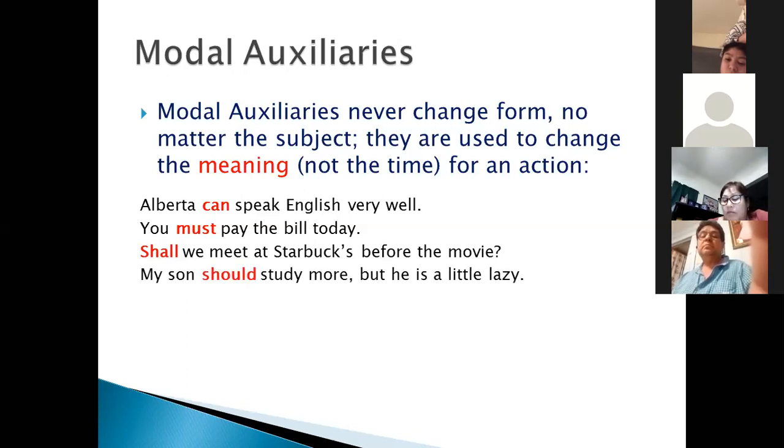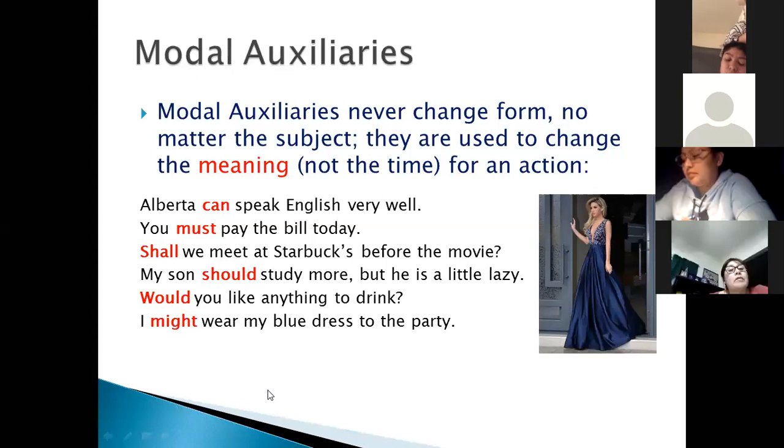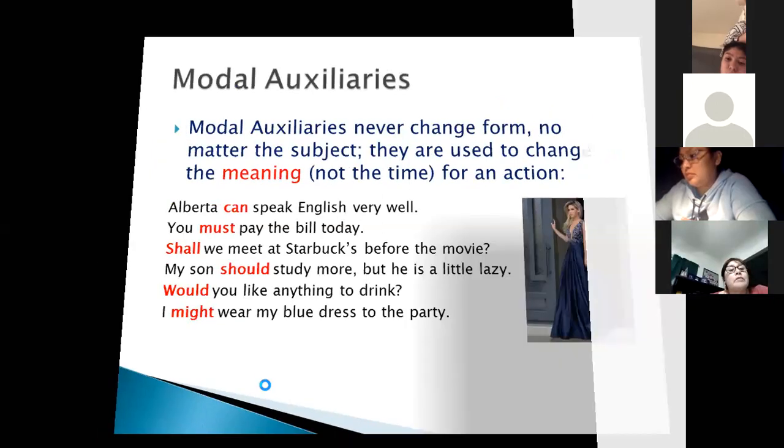My son should study more, but he's a little lazy. Advice. Would you like anything to drink? Invitation. I might wear the blue dress to the party. Possibility. Right? So all of these are what we call modal auxiliaries. It doesn't matter if it's singular or second person or first person or plural. It's all the same. Never change a modal. All right?